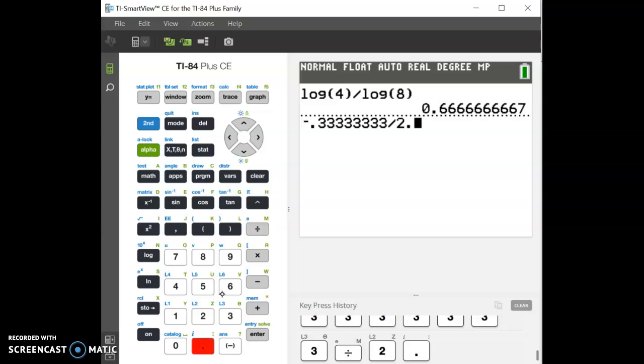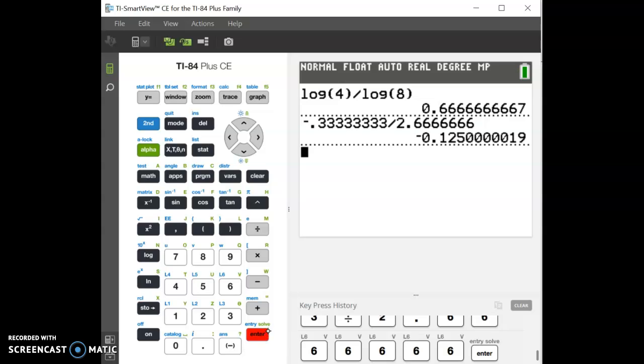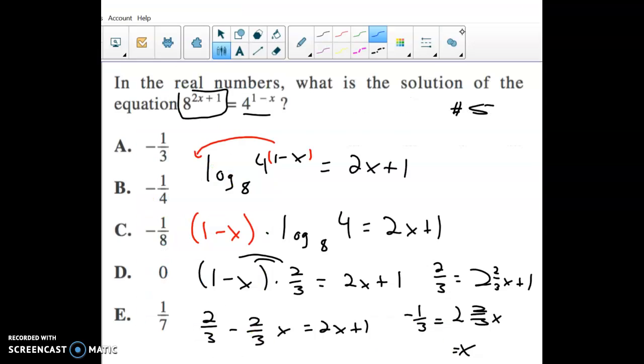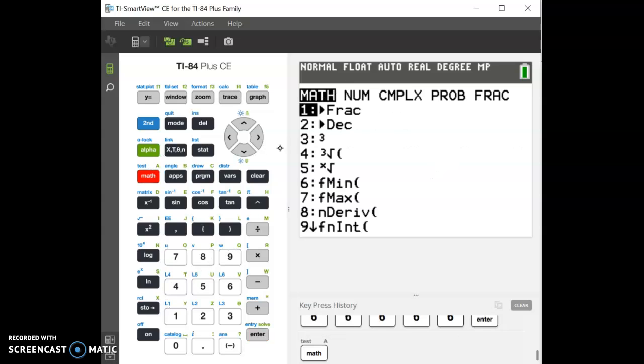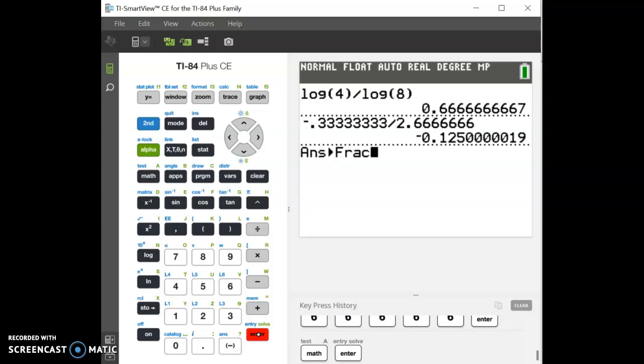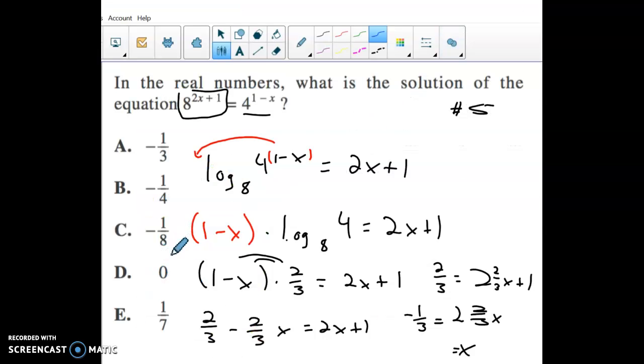So that'd be 2.66666666. And that would give us, okay, so that's a decimal. So now it's like, oh no, I have fractional answers. I don't know if it's going to work, but on these calculators, you can do math and then go to frac number one and it'll turn it into a fraction, hopefully. Except it doesn't, because it doesn't like this thing here on the end. That's because I kind of rounded it. So that didn't work. So let's go back and see.